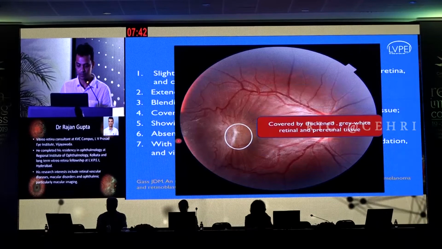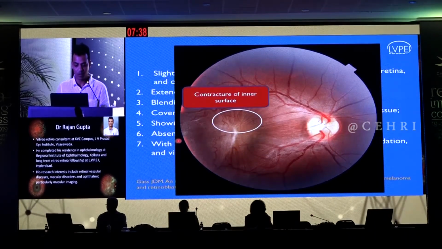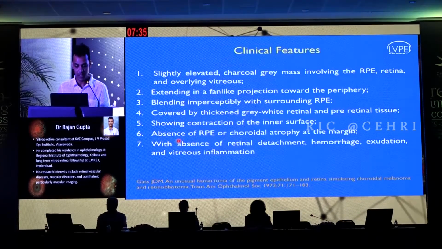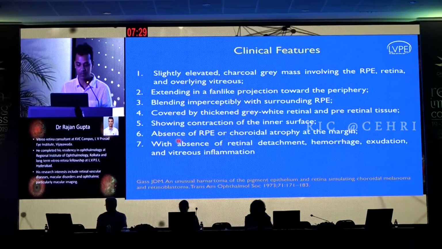Amongst them, there were 7 clinical features he described: the elevated gray-white lesion extending in a fan-like projection, blending imperceptibly with surrounding RPE along with pigmentation at the margins, covered by thickened gray-white retinal and pre-retinal tissue, along with the contracture of the inner surface, and with the absence of RPE or choroidal atrophy, and also the absence of any retinal detachment, hemorrhage, exudation, or vitreous inflammation.